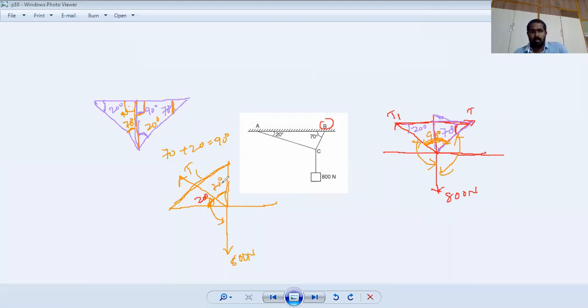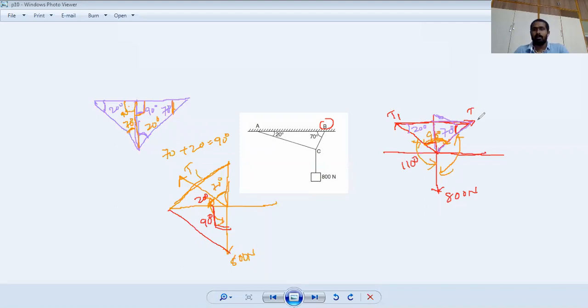Let us assume this is one right angle triangle. What is the angle here? 90 degrees. Now tell me the complete angle from T1 to 800. 110 degrees, sir. So 90 plus 20, total 110 degrees between T1 and 800.